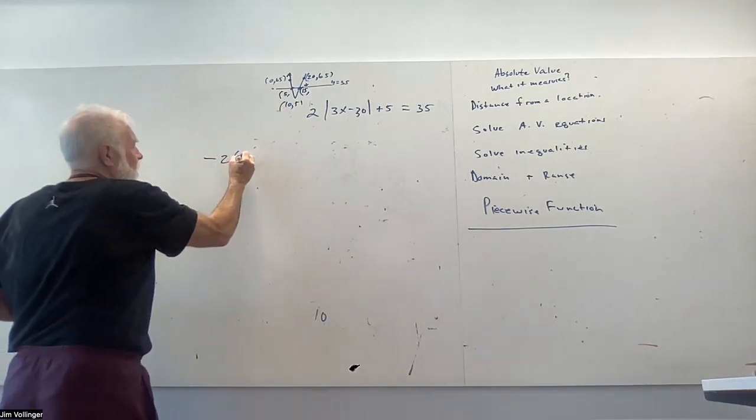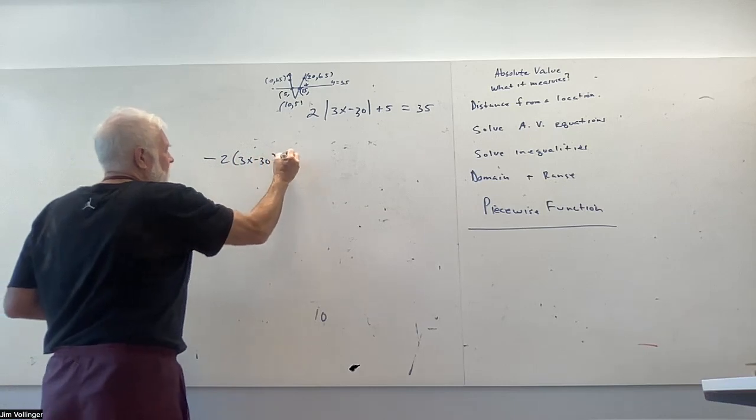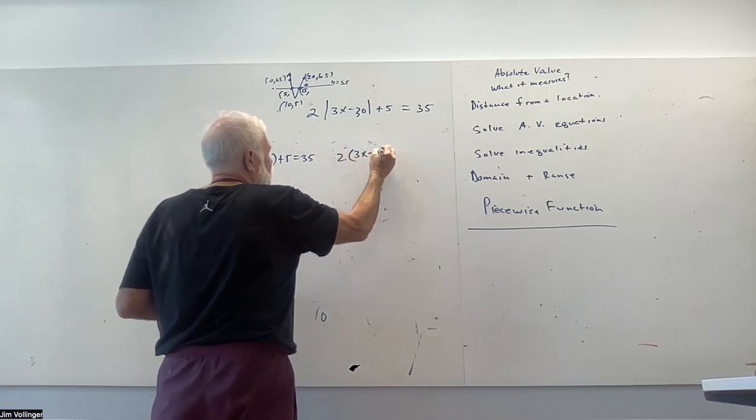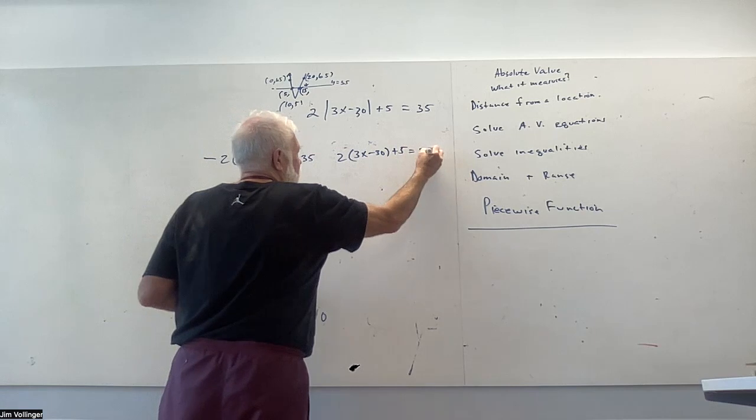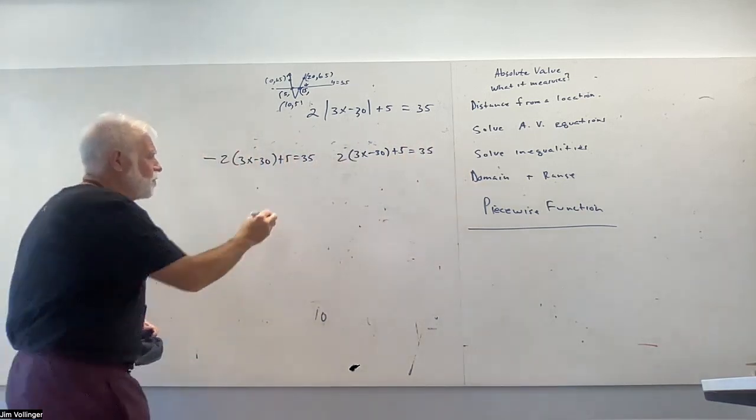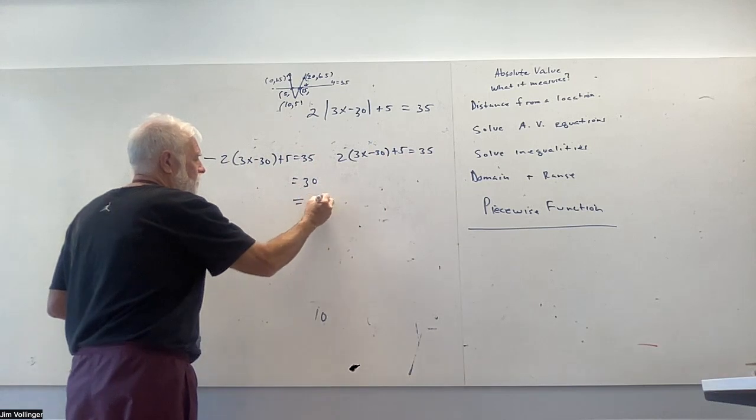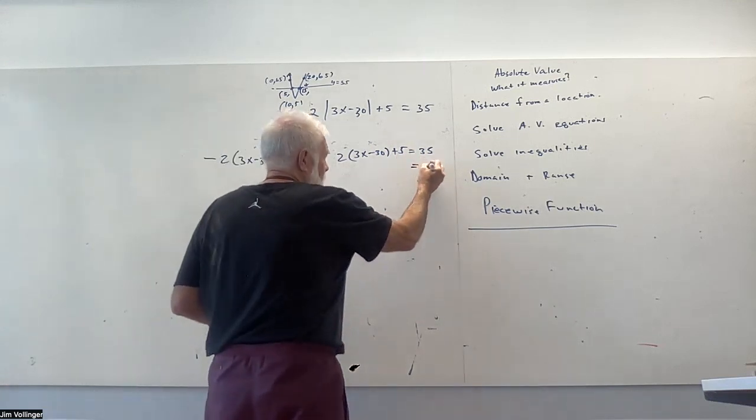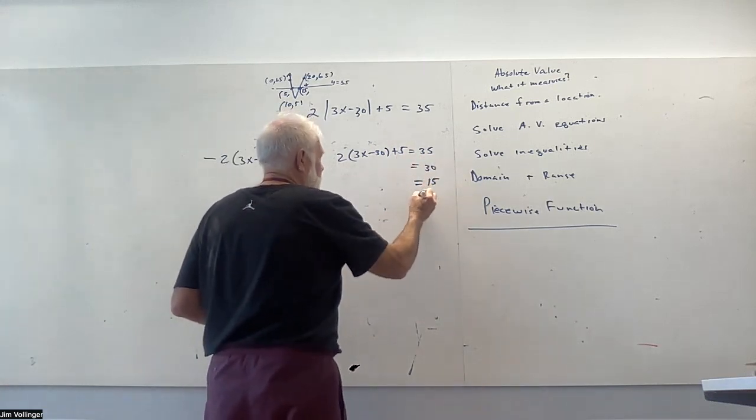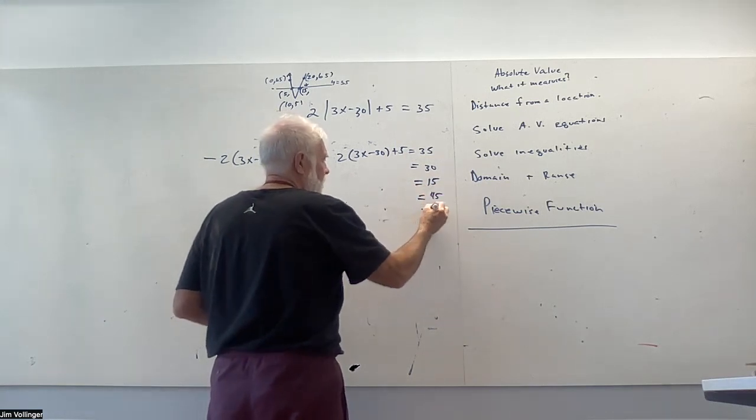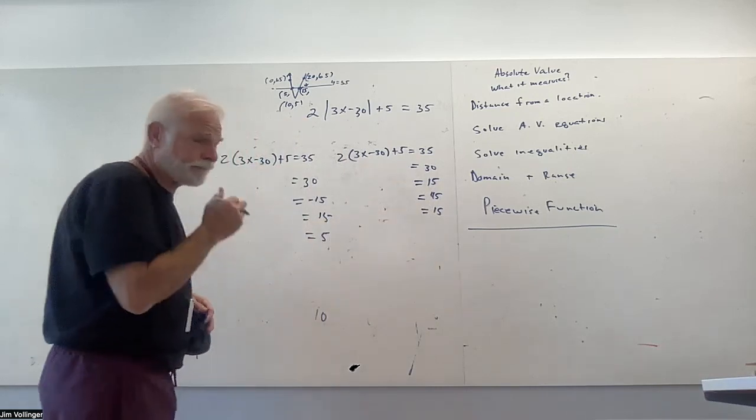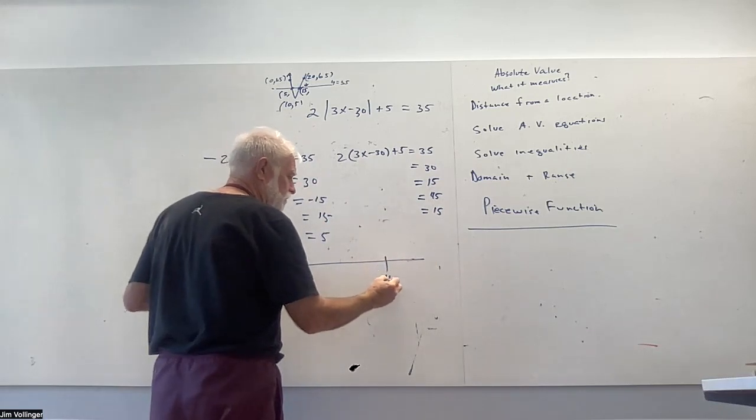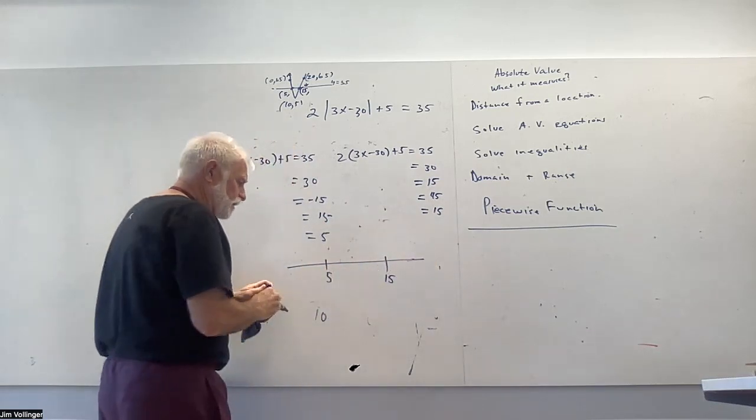So on this side, -2 times (3x minus 30) plus 5 equals 35. And on the other side, 2 times (3x minus 30) plus 5 equals 35. And solving by showing the 30: -15, add 30, 15, divide by 3, 5. Over here, take 5 away, 30, divide by 2, 15, add 30, 45, divide by 3, 15, and then check your answers. All right, so on a number line, we now have critical numbers, 15 and 5, with respect to this problem.